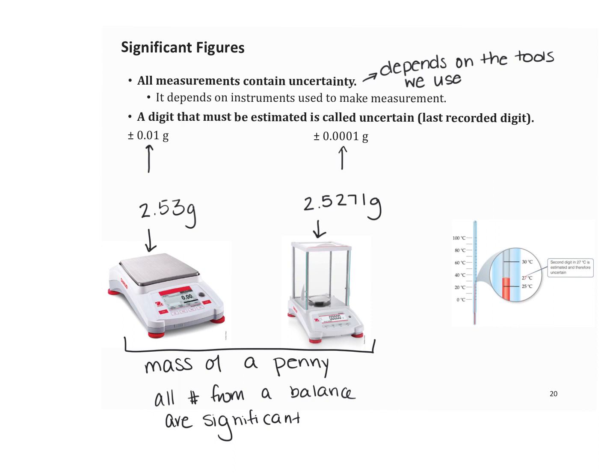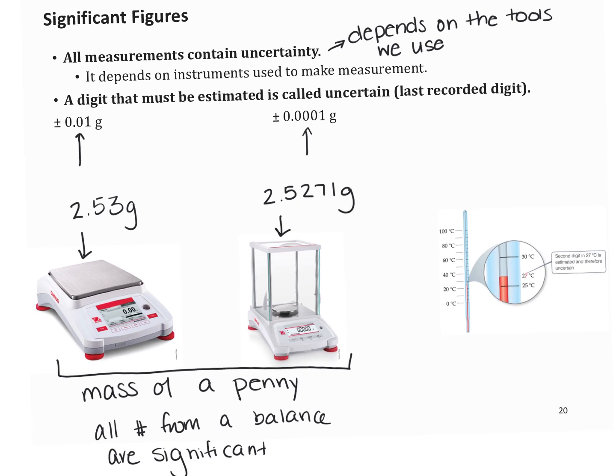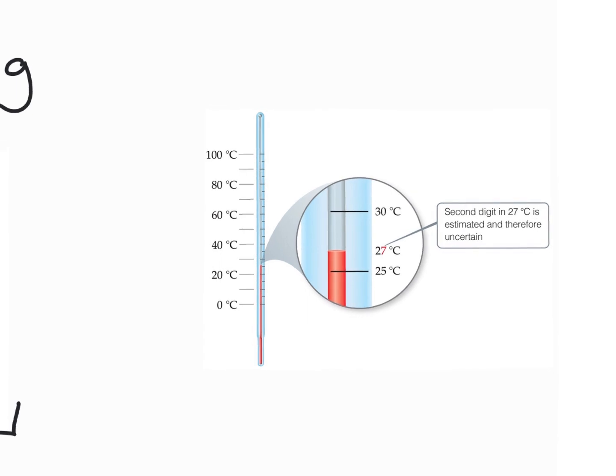Now, when you are making a measurement with something with dashed lines, like say the temperature here, let me make this a little bigger. What you're going to see is that the number falls between 25 and 30. And so what scientists do is they estimate one digit past where the dashes are. So that 27, the number in red, that second digit is estimated. And while it's significant, it's called our uncertain digit.